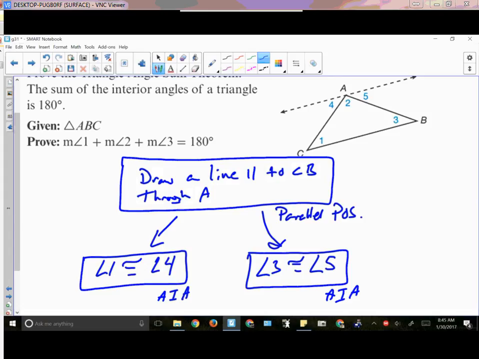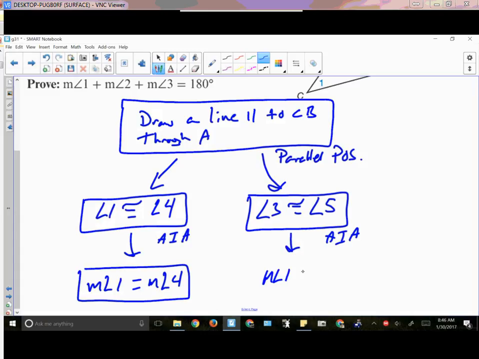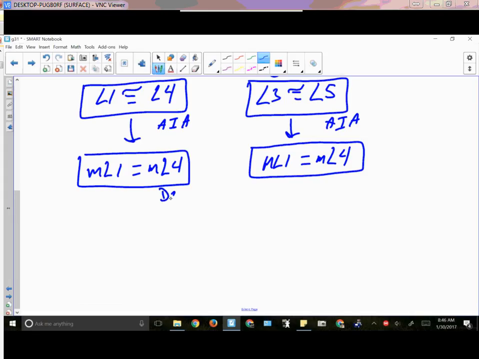Now, we've got measures here. So should I go and change the measure or congruence into measures? Is that the next step that we have to do? So this one here says that the measure of angle 1 is going to be equal to the measure of angle 4. Why? Definition of congruence.